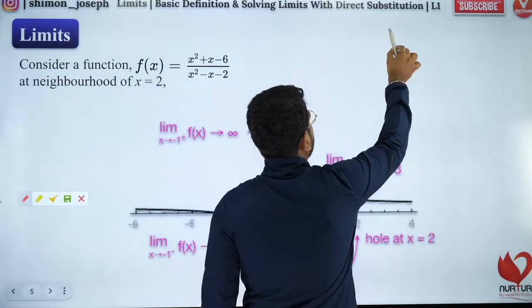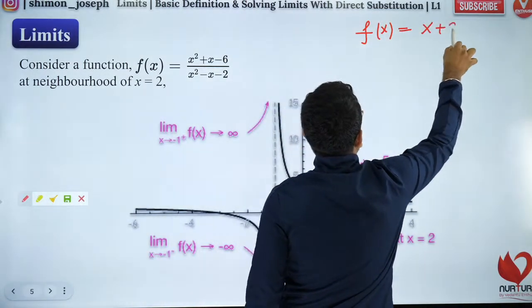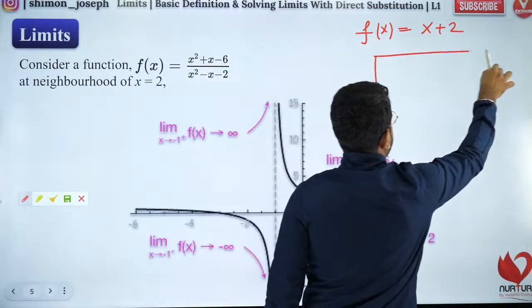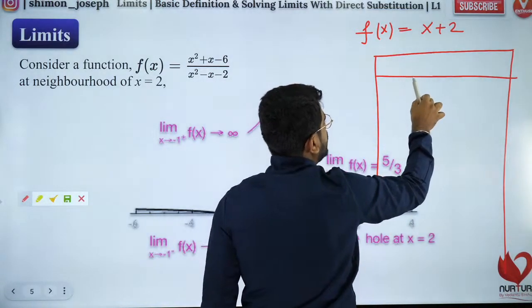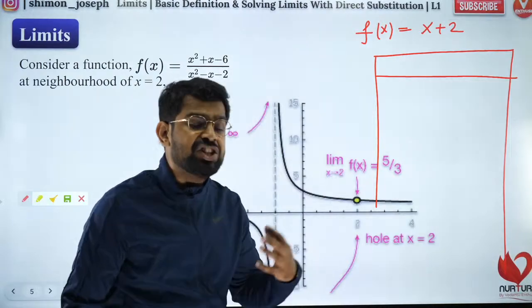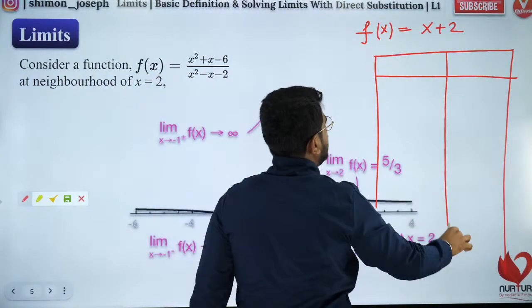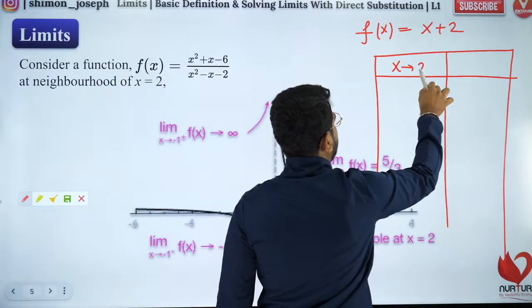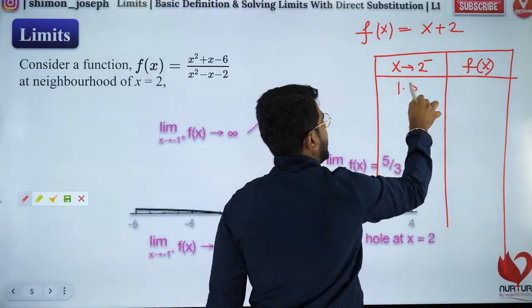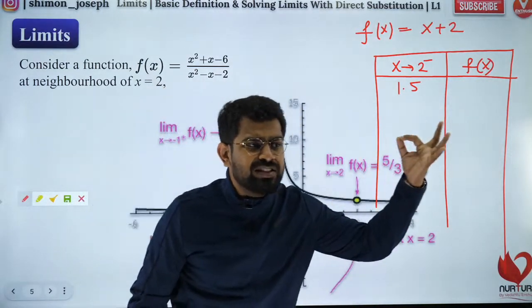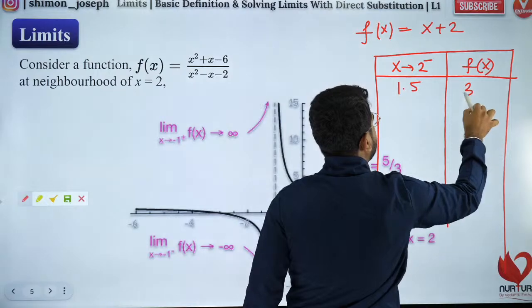What do we have? We have our function f of x is equal to x plus 2. So what I'm going to do is take a table, and I'm going to find out the value of the function as my x approaches 2. So let's say x approaching 2 from the left hand side and the value of the function. So let's say x is 1.5. So 1.5 is near 2. Okay, great, perfect, sir. Then f of x will be 3.5.